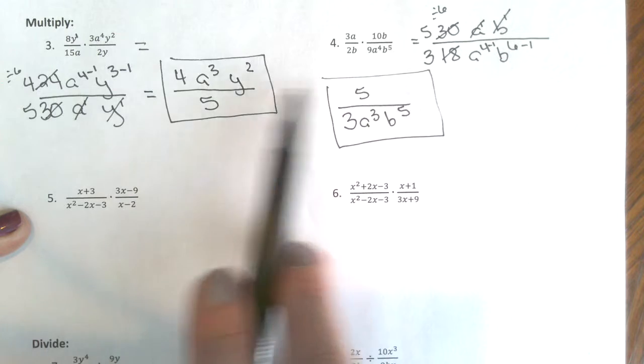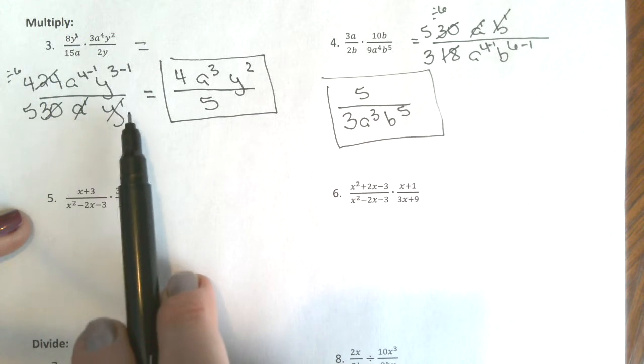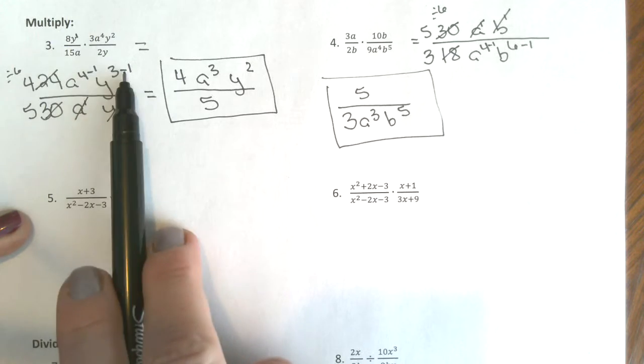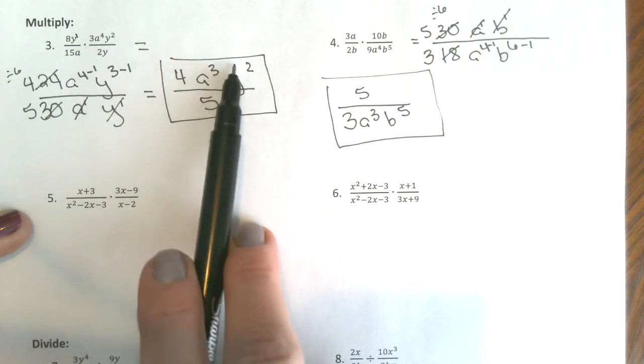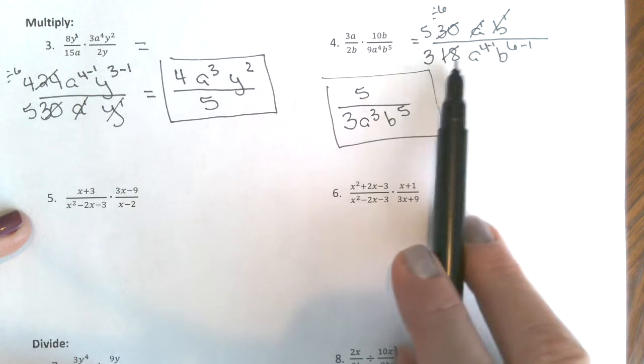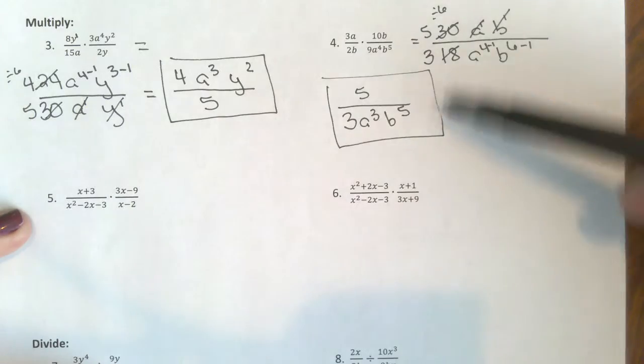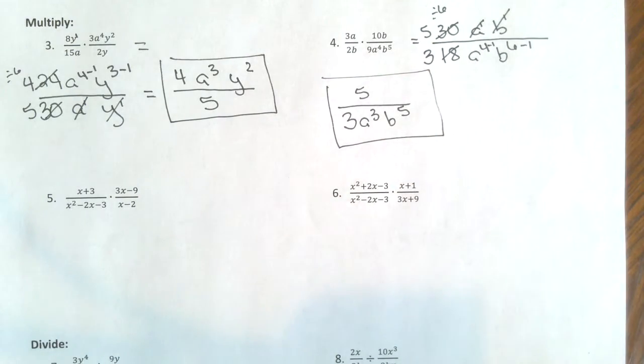So I wanted to do both 3 and 4 because I wanted you to see that wherever the biggest exponent is, that's where your answer stays. In number 4, the biggest exponents were down in the denominator, and they stay in the denominator. So make sure you aren't just, for some reason, pushing everything up to the numerator.